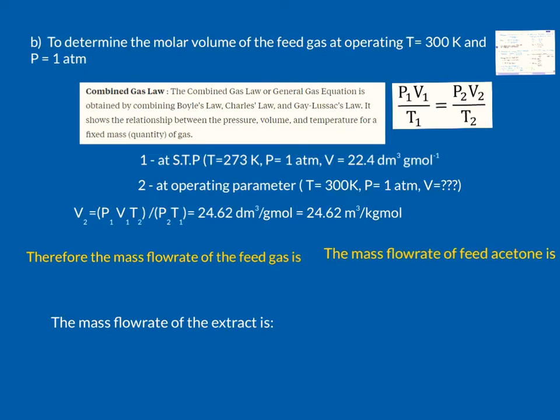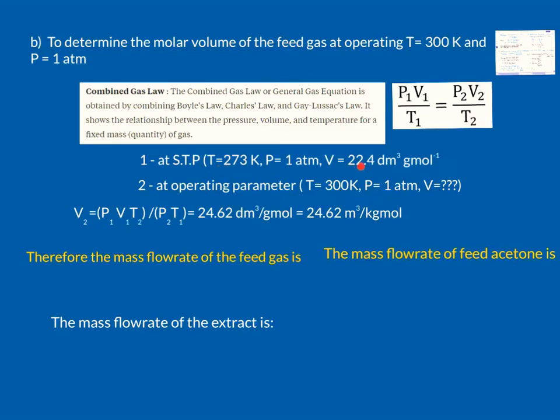The next step that we have to do before we can determine the mass flow rate of the feed gas and the extract, we need to determine the molar volume of the feed gas at the given operating condition, 300 Kelvin and 1 atmospheric pressure. Therefore, we need to use the combined gas law, which is P1 V1 over T1 equal to P2 V2 over T2. To use the combined gas law, we need to determine first the first condition. The first condition is at standard temperature and pressure, and the second condition is the operating parameter.